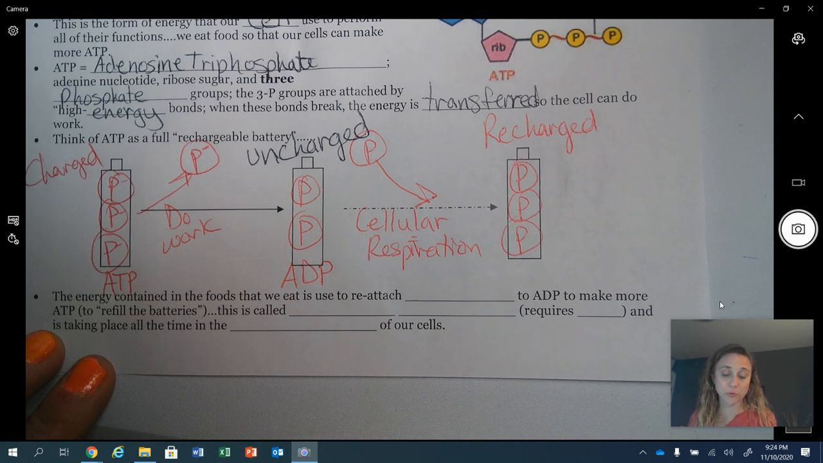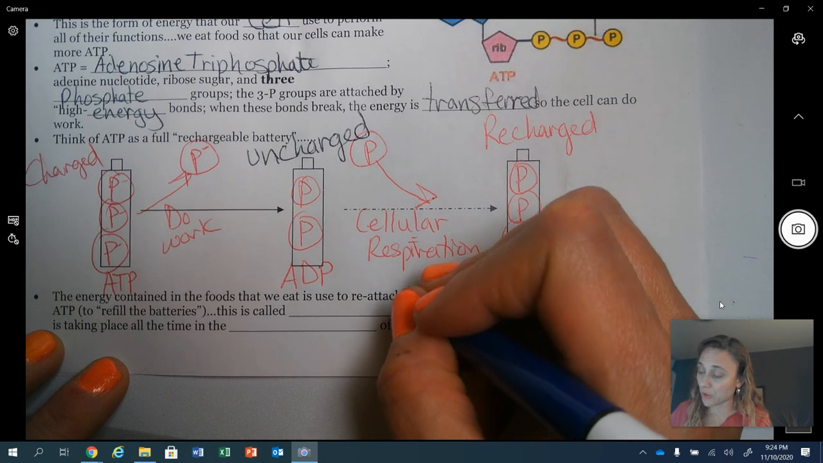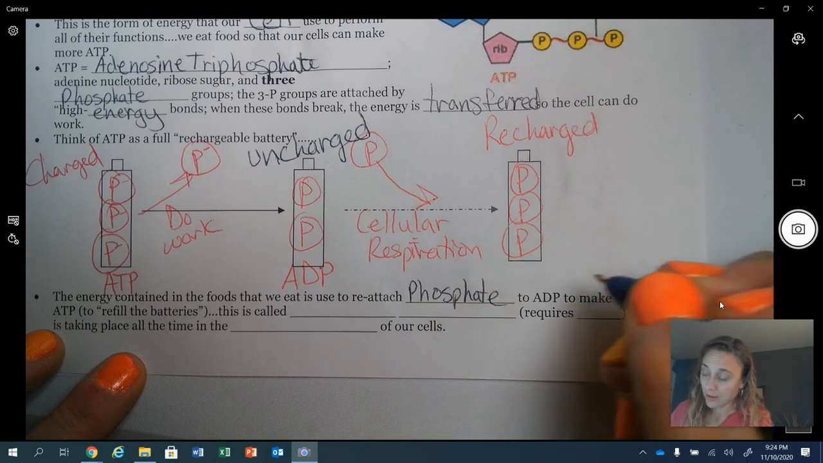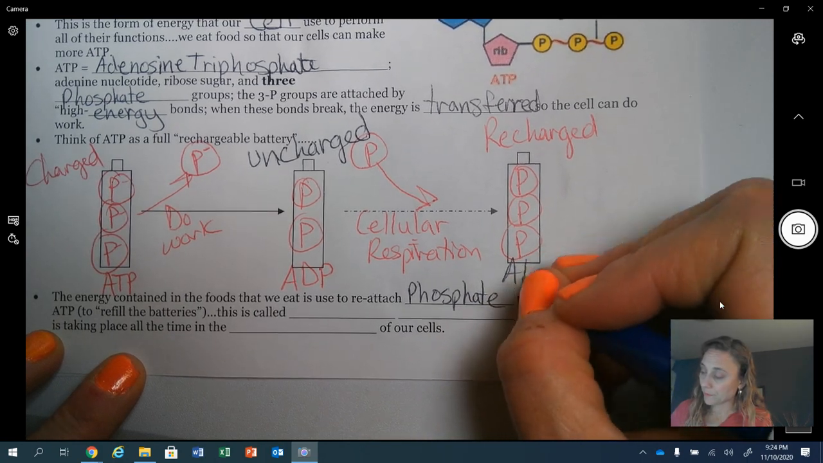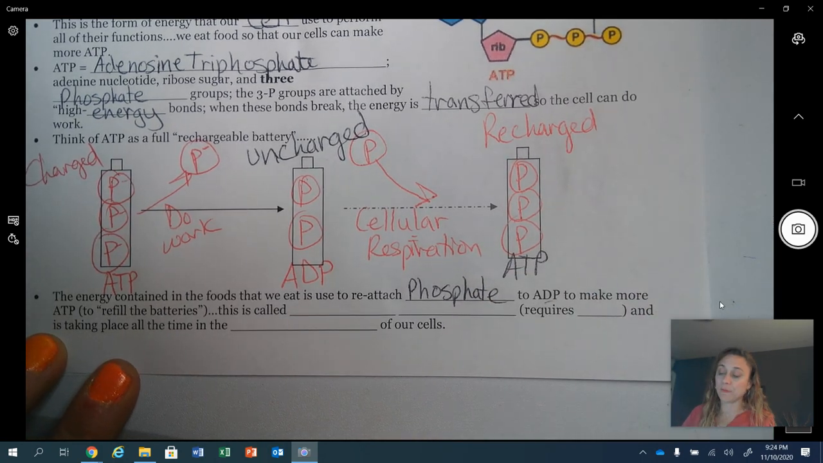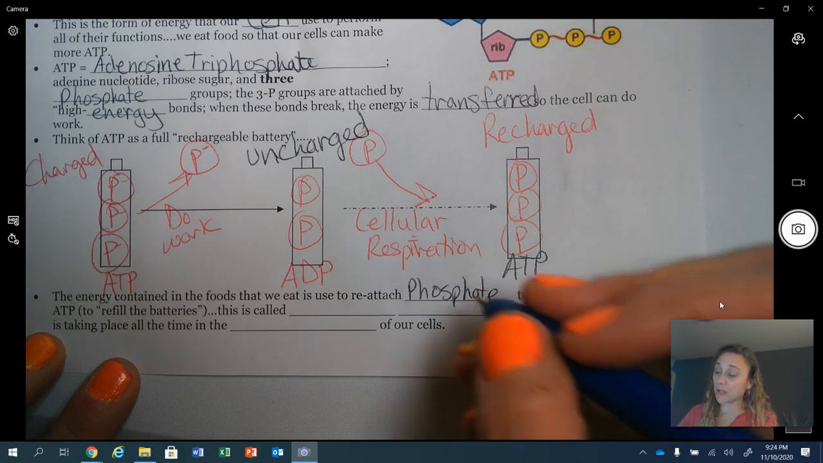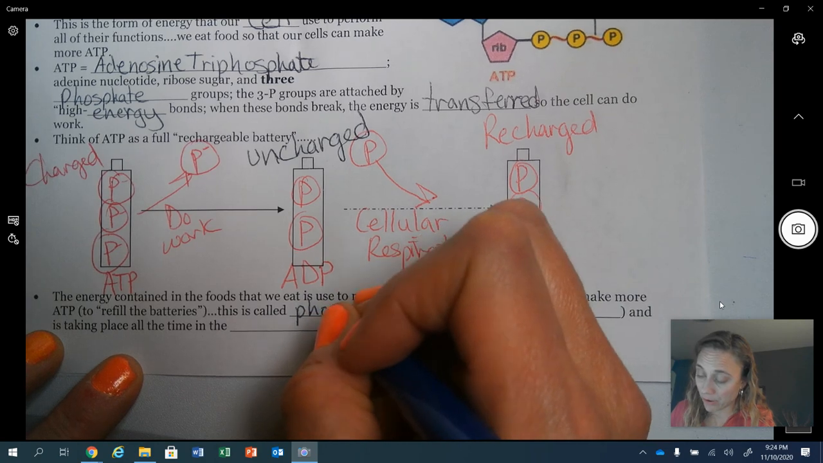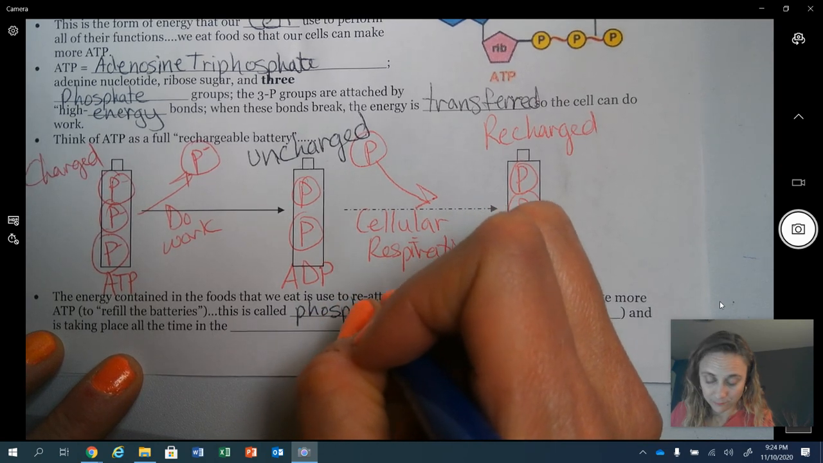So nucleic acids are used for ATP. The energy in the foods we eat is going to reattach that phosphate group. Otherwise, none of the chemical reactions in our body would be able to occur. So ADP then recharges to ATP. This is what we call phosphorylation. Anytime a phosphate group is added to something, we call it phosphorylation.